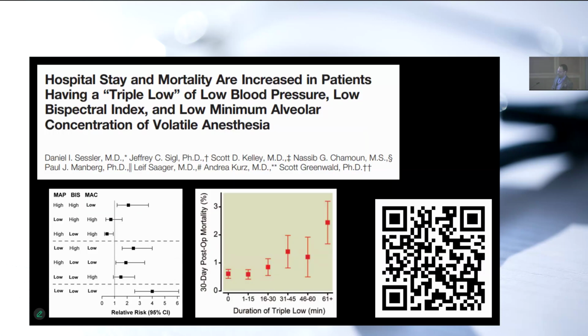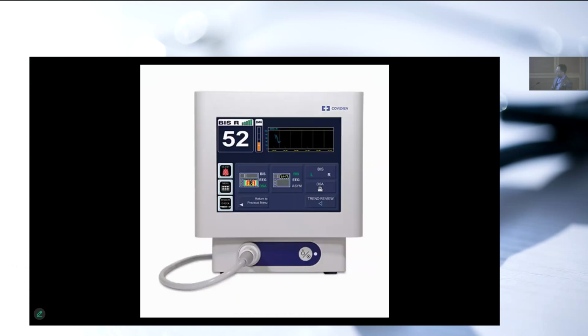However, even at that time, people were saying, well, okay, we have this tool. Let's look at other associations. Just to remind you, a BIS value that's high is an awake patient. A BIS value that's low, crudely, again, we can debate this endlessly amongst ourselves, but crudely, an EEG value that's low is a sign of anesthetic overdose.